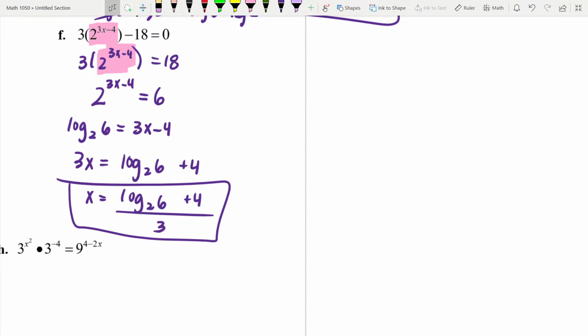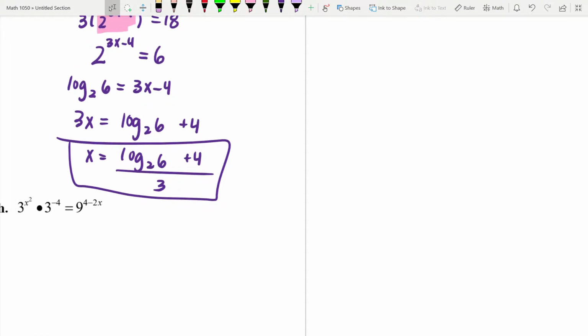Didn't you say you wanted us to put the constant before the log? Yes, I would prefer that. It's not wrong if you don't. Okay, so I think it'd be way better, Abigail, to write 4 plus log base 2 of 6 divided by 3. It would not be wrong.